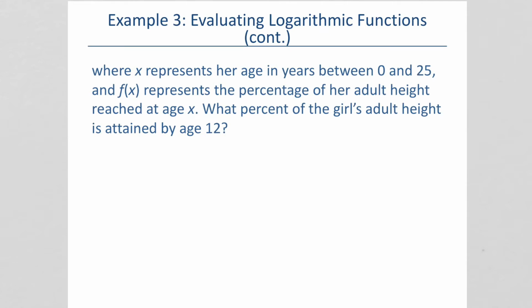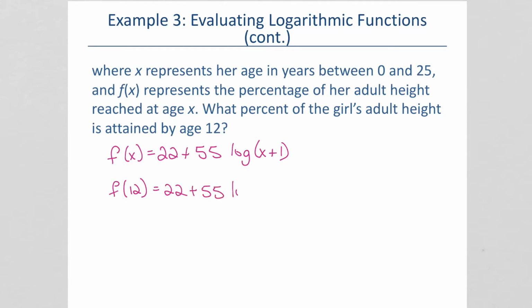What percent of the girl's adult height is attained by age 12? So let me write down our function again. And all we need to do is plug in 12 for x. I'll go ahead and add 12 and 1 down here. And then we need to go by order of operations. Do not add this first. You will end up with a wrong answer.